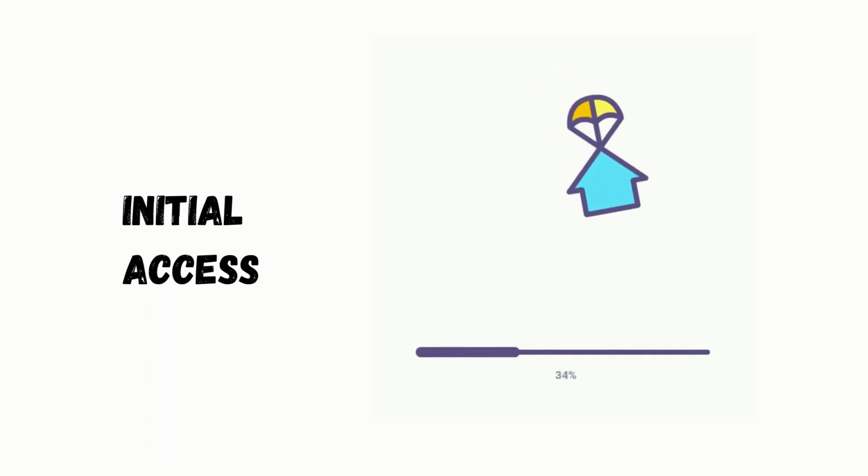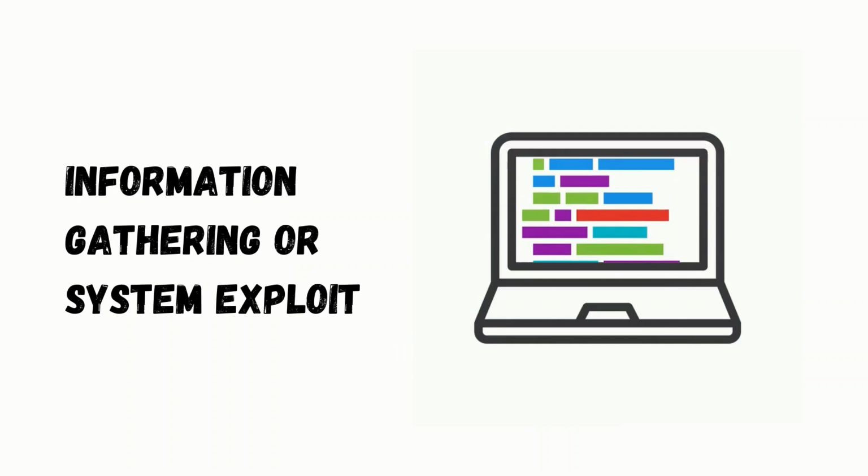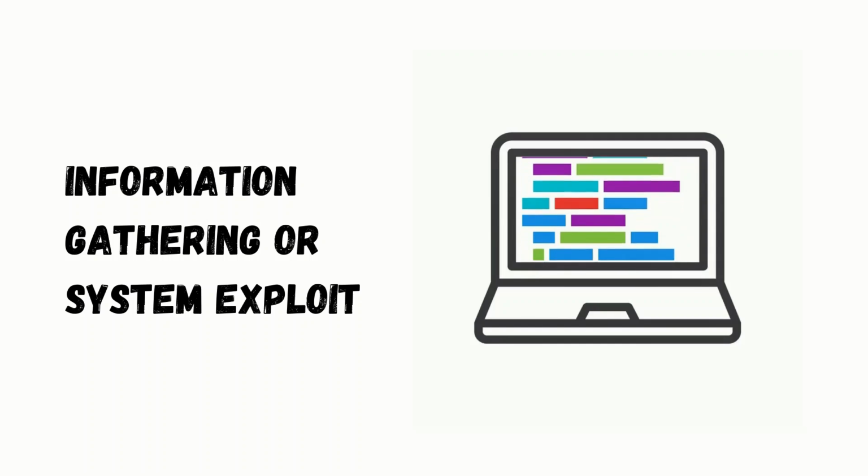So as the third step, we can discuss privilege escalation, and the attacker would try to use local exploits to escalate the privilege from the user, for example, from a normal user to root privilege on the target system. So the fourth step is gathering information or system exploit.